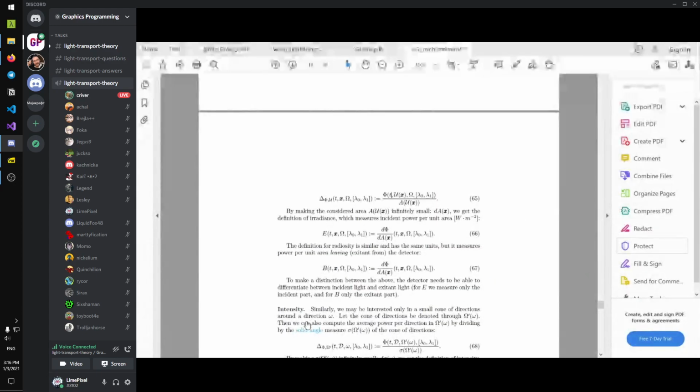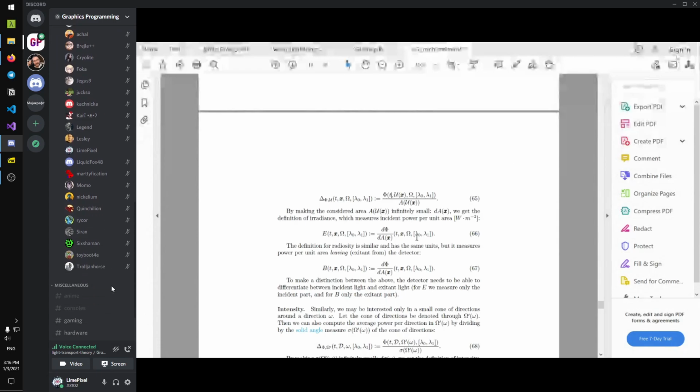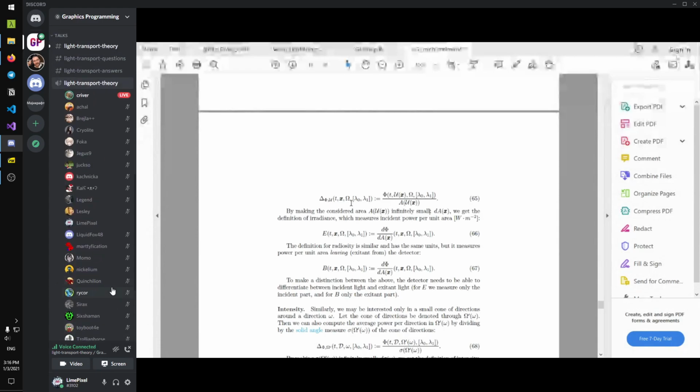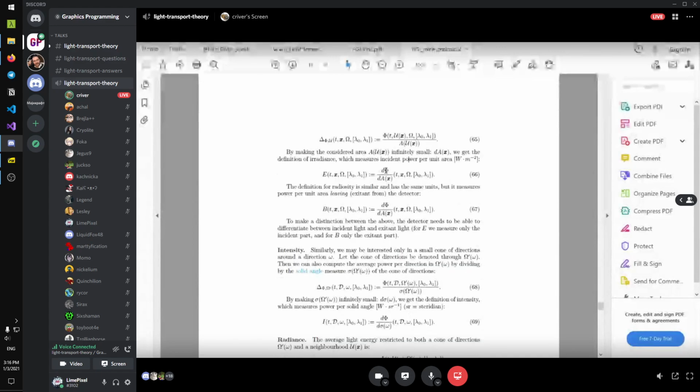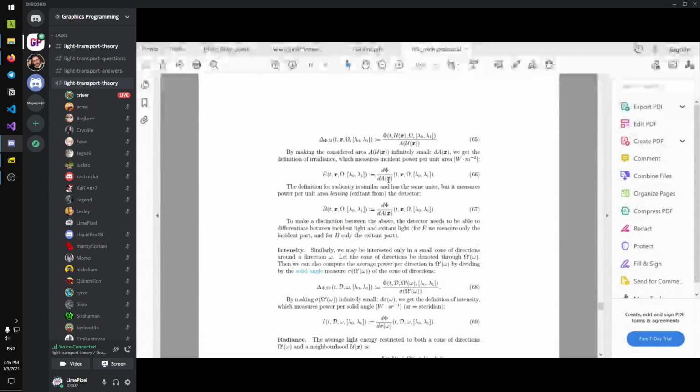Questions? Oh, okay, Legend has some connection issues. So I assume that's also clear. If you make this area infinitely small, well, you get the derivative with respect to the area, and you get irradiance, the definition of irradiance.